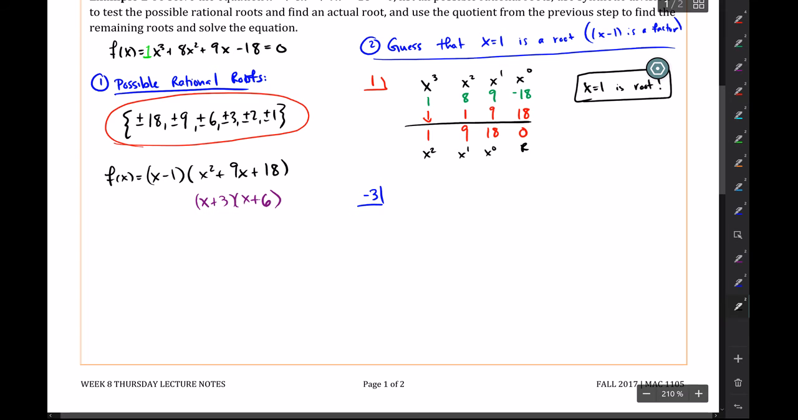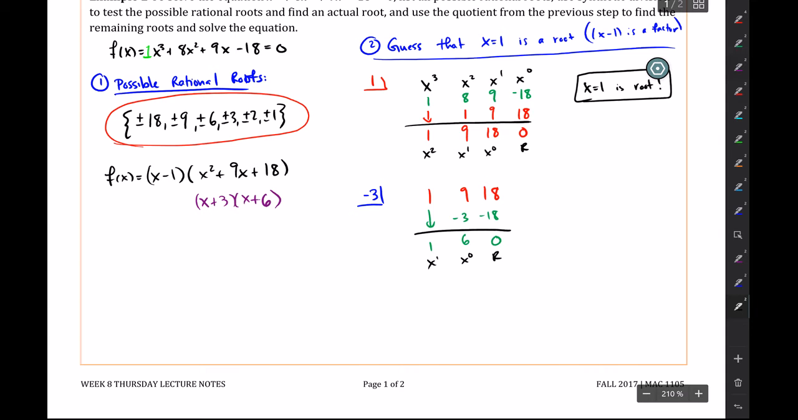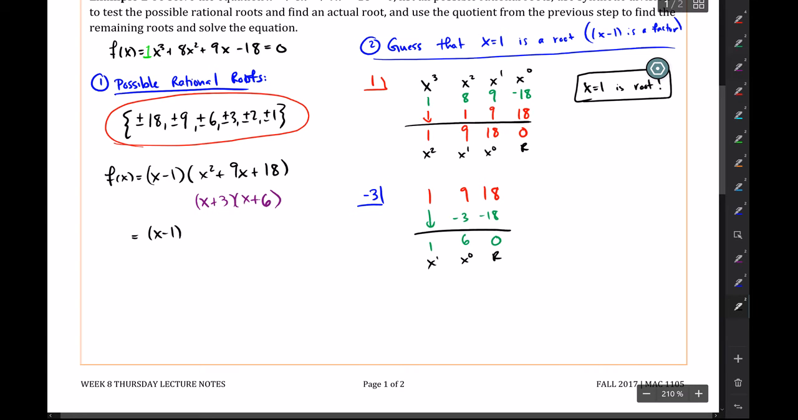And so if I do this, I get 1, 9, 18, and I bring the 1 down, I get negative 3 here, I get 6. Negative 3 times 6 is negative 18, and so I get a remainder of 0. So there you can see that my remainder is 0, and that actually tells me that x plus 6 is my remaining factor. So what I found is that f of x factors as x minus 1, x plus 3, and x plus 6. Okay, and I've done that.